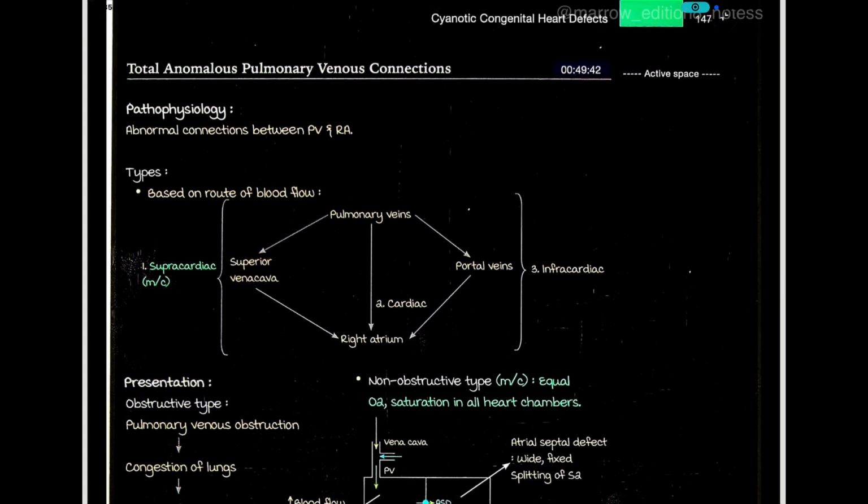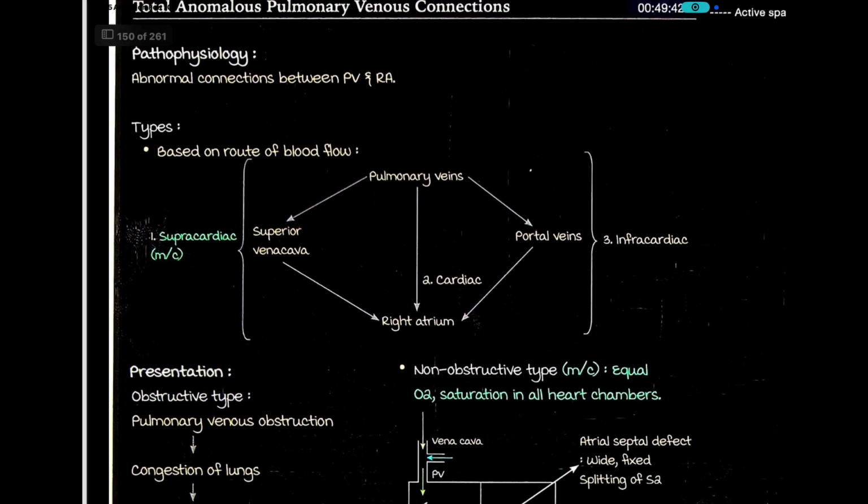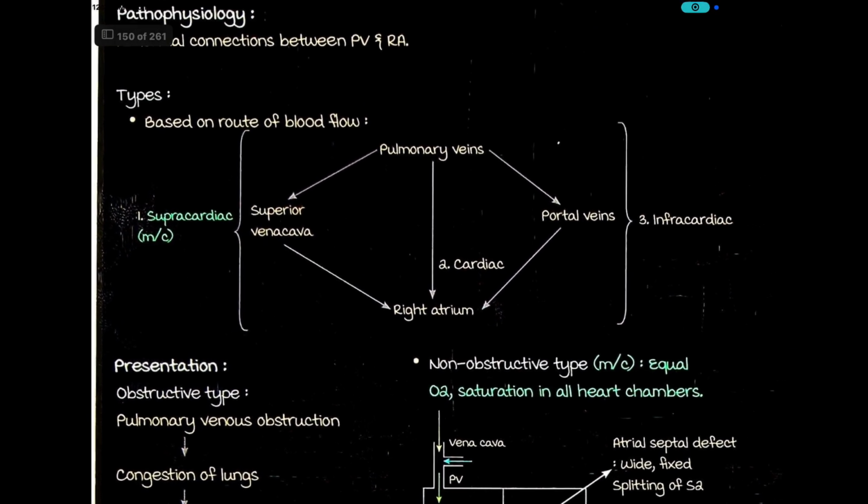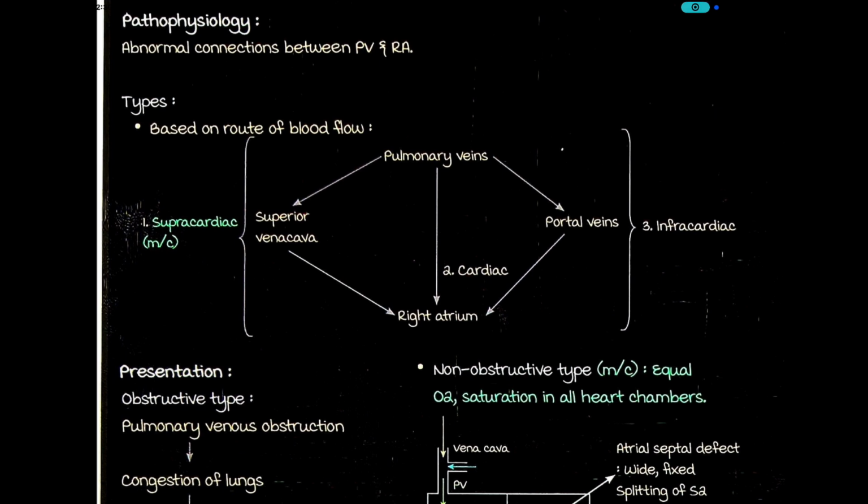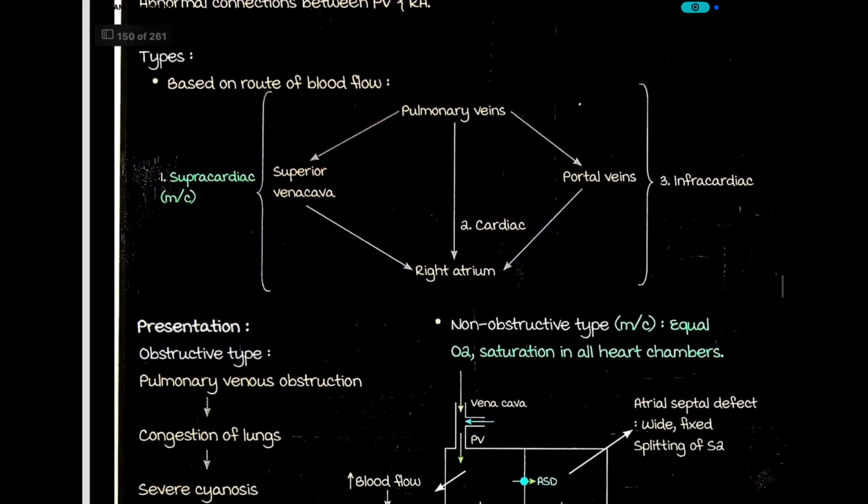Total anomalous pulmonary venous connection, pathophysiology: abnormal connection between the PV and RA. Types are based on the route of blood flow. Most common is supracardiac. Second is cardiac and third is infracardiac.